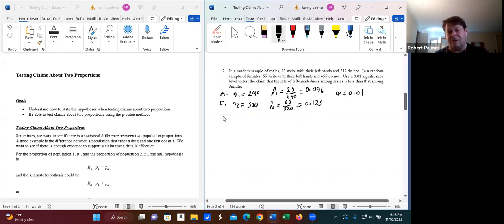Now let's do the same thing again for hypotheses. And hopefully what you see from the last one is that even though we're testing 2 proportions, the process is virtually identical to testing 1 proportion. So we do our hypotheses, we do the p-test, and we make our conclusions.